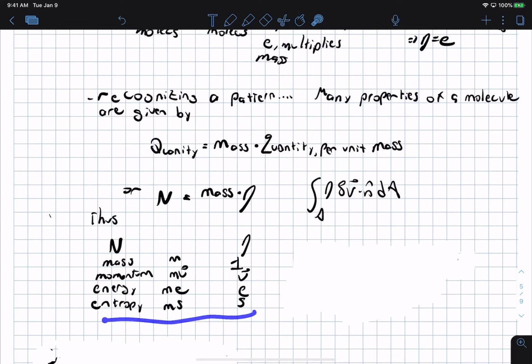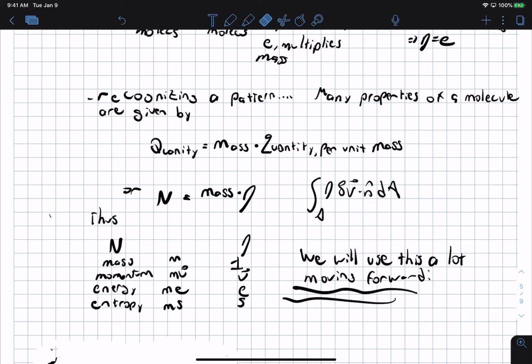And we can go through the whole table, and you'll be using this more often than you like as we move forward in chapter 4. Okay, so we'll be using this a lot. You'll be using these types of integrals for probably about a month and a half in the class. So you're going to have to get used to this.